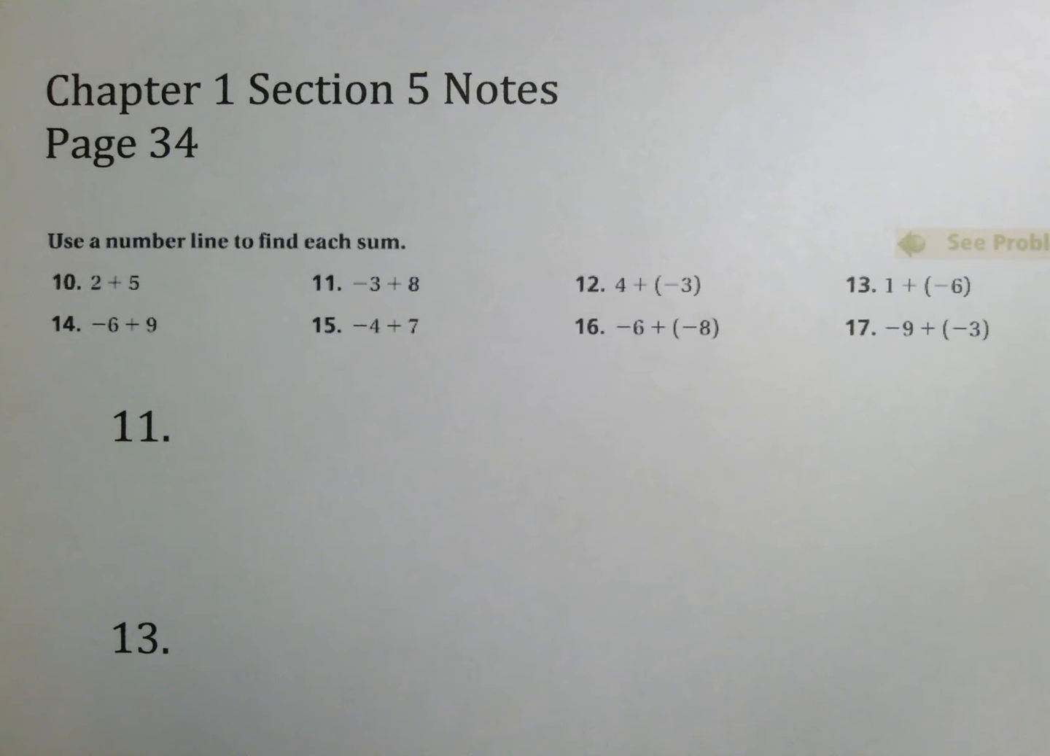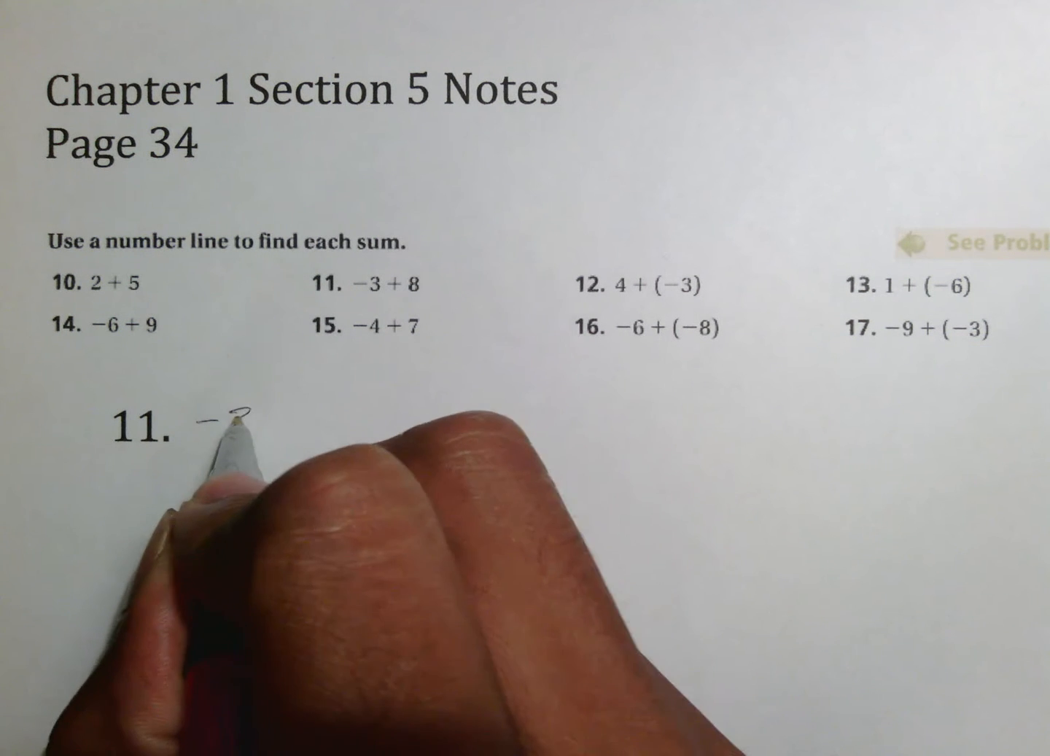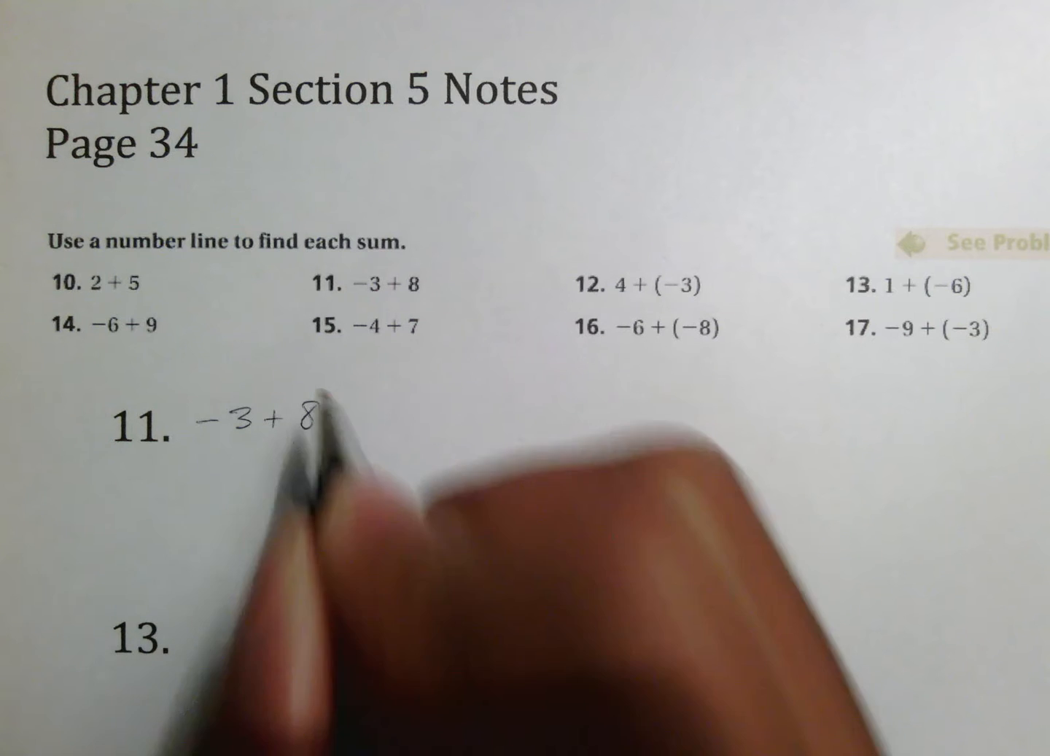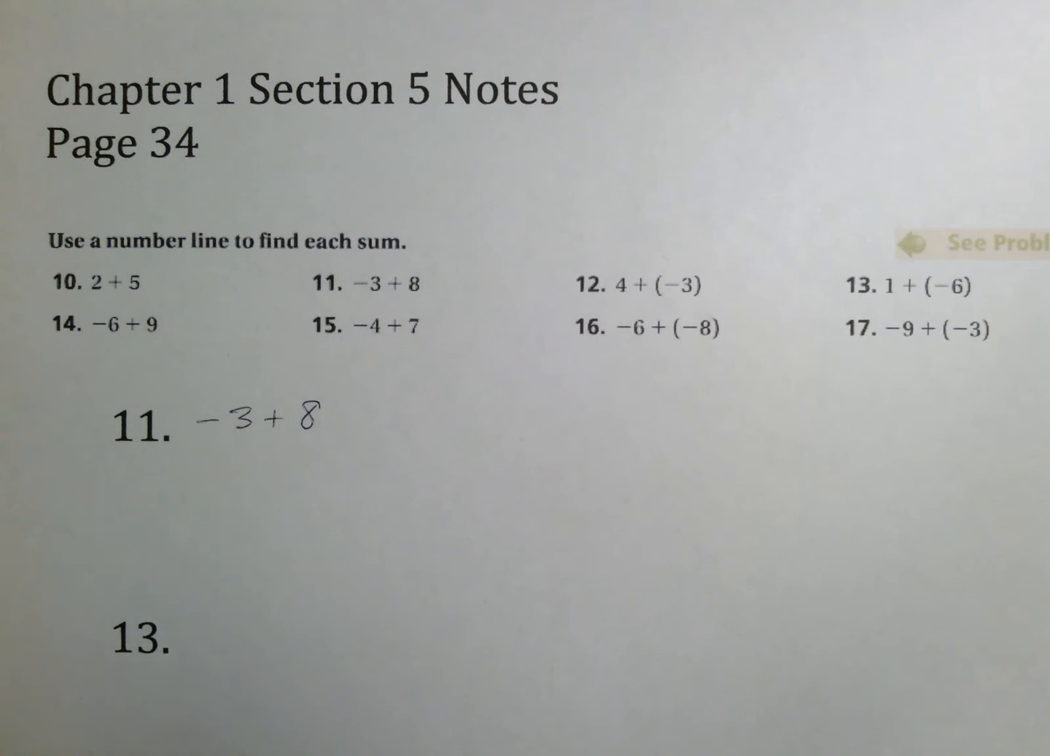Alright, this represents the first of two focus lessons of Chapter 1, Section 5. Make sure your textbooks are open to page 34. What we're going to do is look at adding positive and negative numbers, or what we call integers. Yes, your calculator can do these if you just type them in, but if you don't have an understanding of how positive and negative numbers work together, it's going to cause issues.